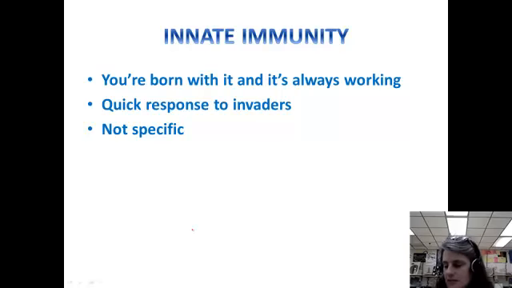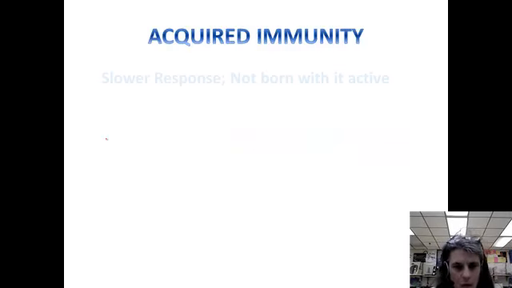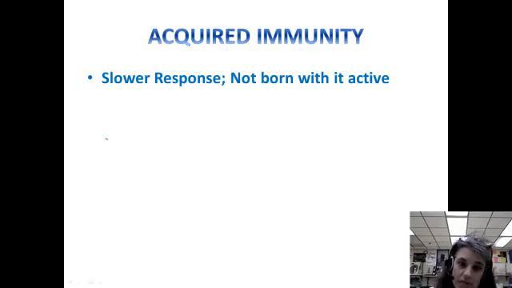Your innate immune system, this is really an important concept, is not specific. In other words, it is not specific to any particular invader. It's going to be kind of doing a blanket type of barrier protection or response to all kinds of different microbes. Okay, so innate immune system attacks a wide range of microbes, not any one particular microbe specifically.